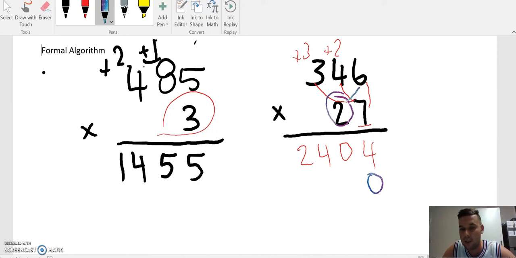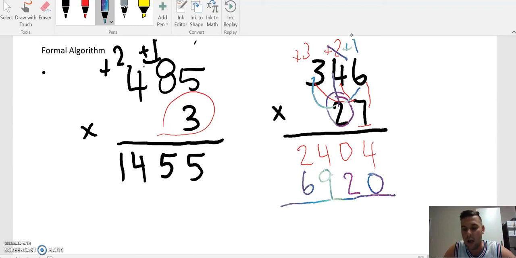2 times 6 equals 12. It's probably best to cross that out, and then I would put a plus 1 here. Okay, 2 times 4 is 8, plus 1 is 9. And then we finish with our 2 times 3, which equals 6. Now, our answer, 346 multiplied by 27, can't equal 2 sets of numbers. So, as we know already with partial product, we should add them together.